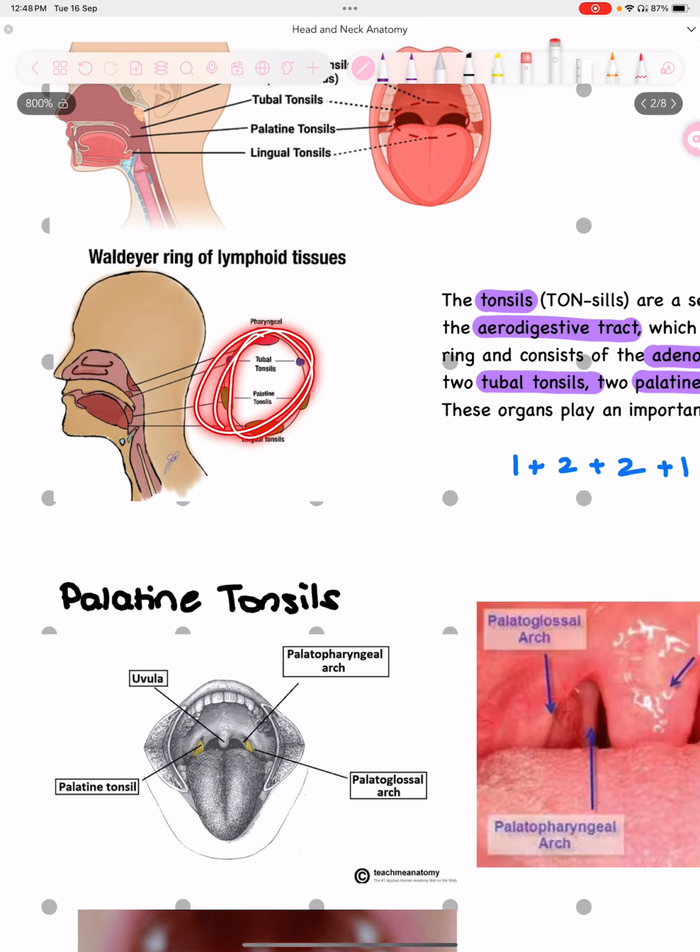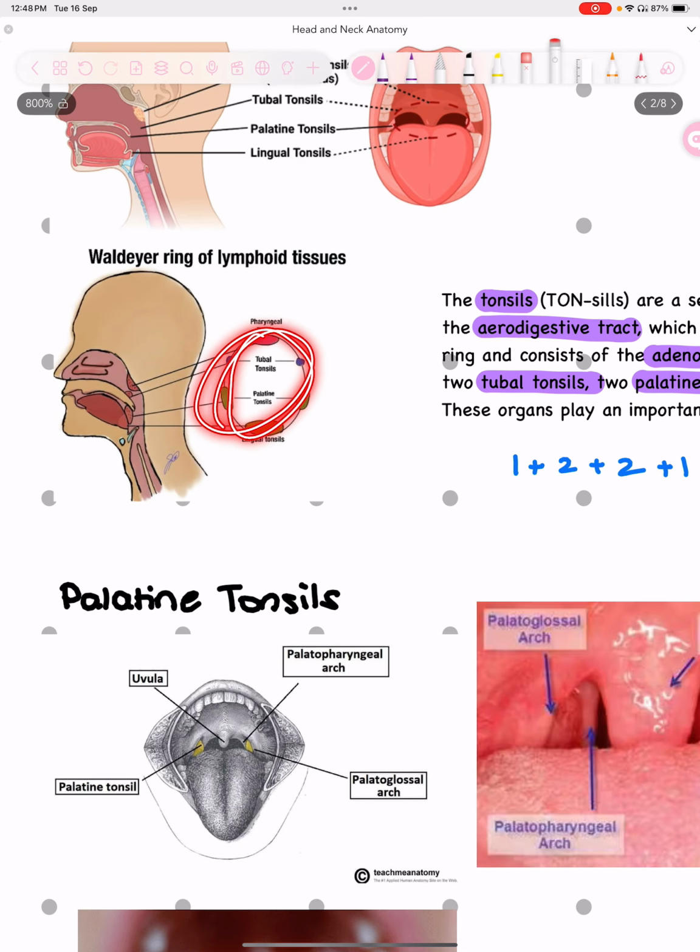Here, this is the torus tubarius. This is basically the pharyngeal opening of the auditory or eustachian tube. Here you'll have tonsils of the tube or tubal tonsils. And here, this is the soft palate. Here you'll have the palatine tonsil, and this is the tongue. Right at the posterior part of the tongue, you'll have lingual tonsils. So we've covered the four tonsils. This is the first, then second, then third, then fourth.